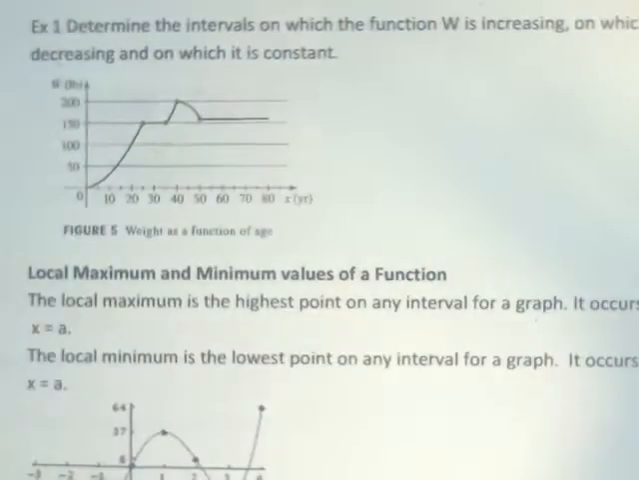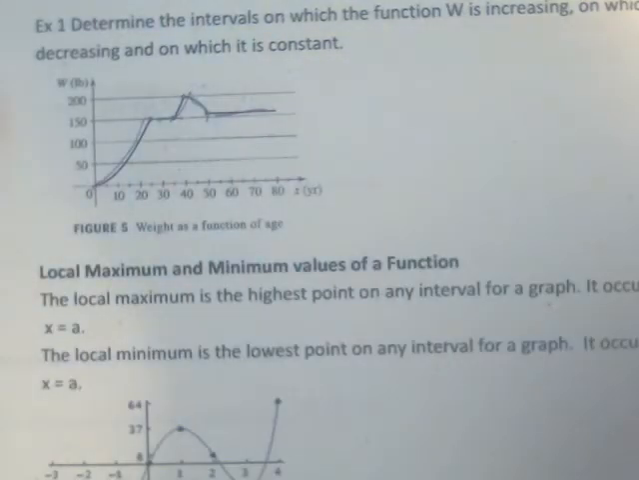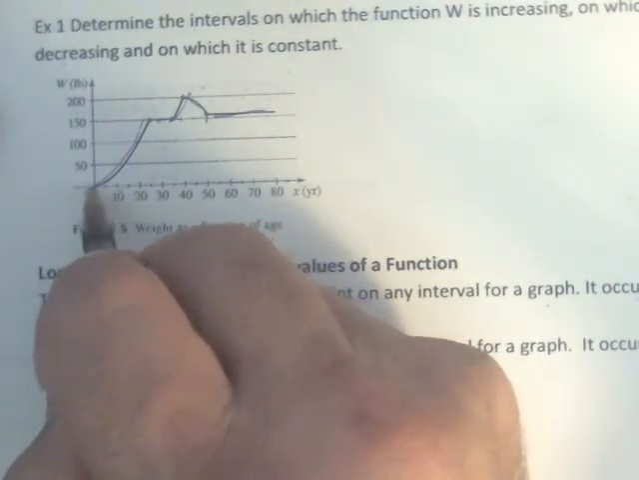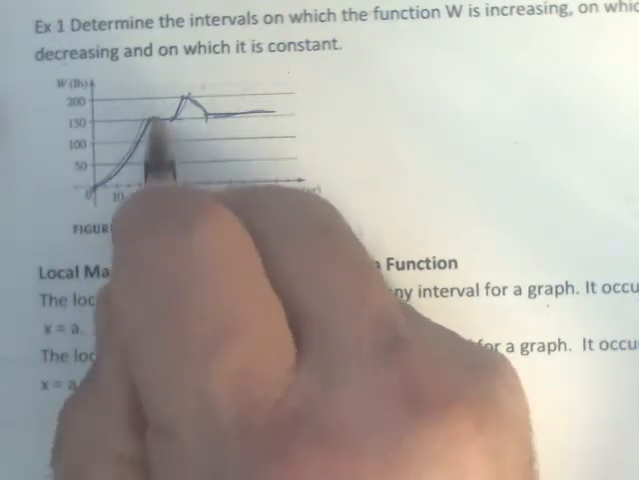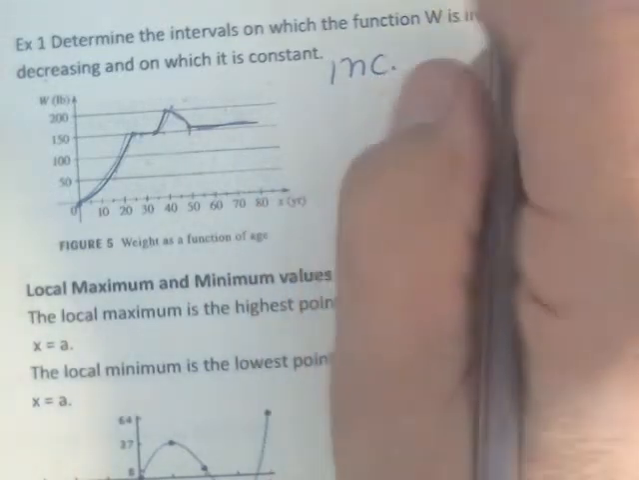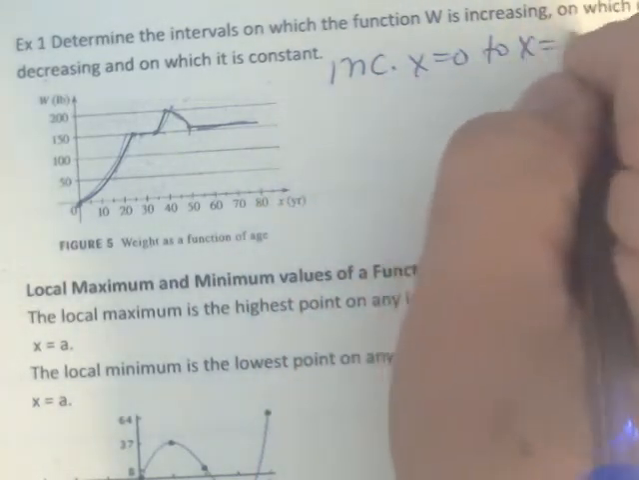So we can look at this example here, and look at more increasing, decreasing, and constant. This graph is weight as a function of age. So pretty much, at some point we go from weighing nothing to when we're like 25, we weigh 150 pounds. So if I wanted to look at increasing, it's x is 0 to x is 25.